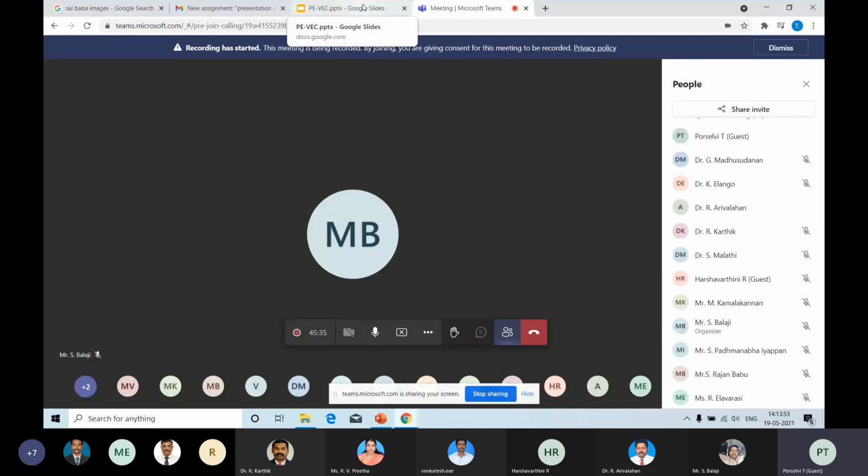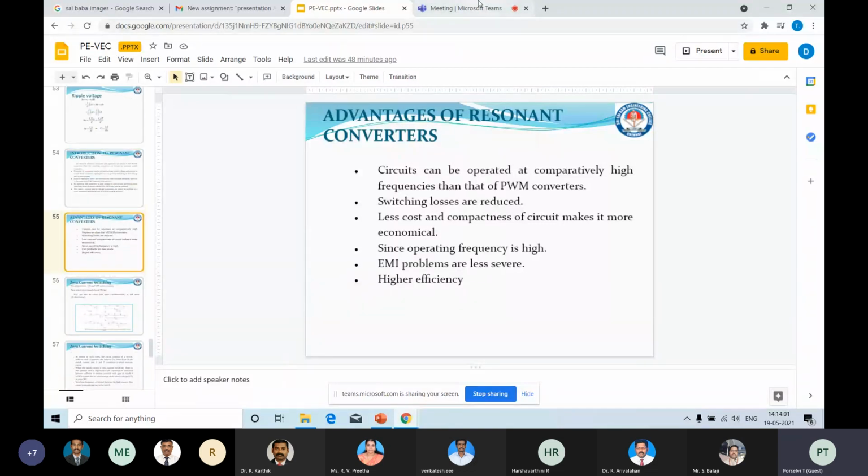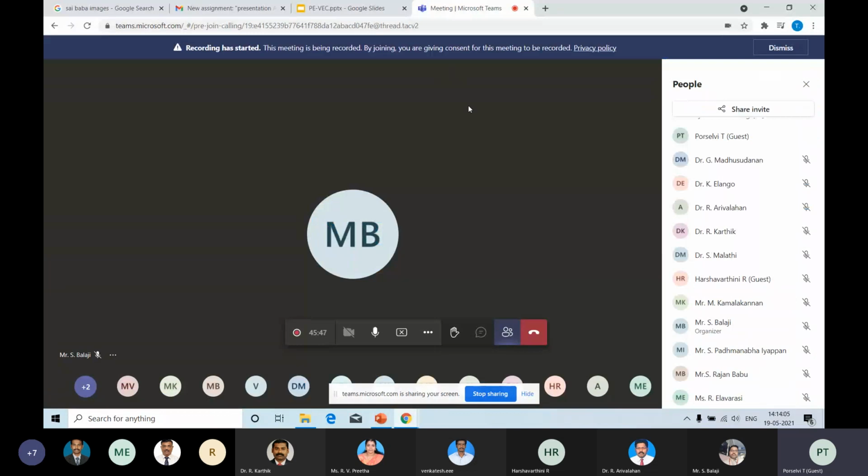Resonant converters, sir. I started resonant converters, at that time it was audible, na sir? Ma'am, the voice is breaking. Okay, sir, I'll change the network connector. Okay, madam.